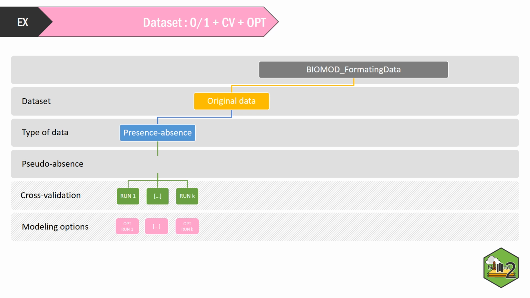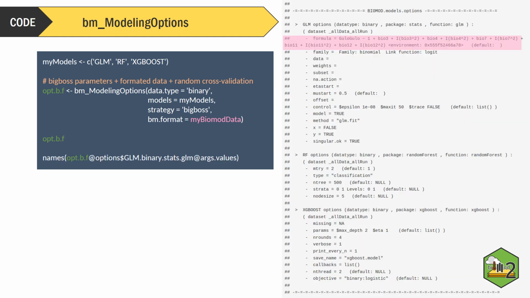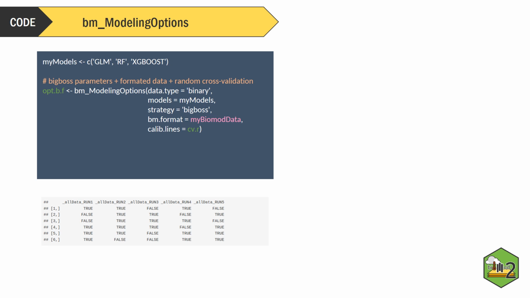That's why we'll see from now what happens if we link these modeling options to our formatted data and its corresponding cross-validation datasets. The Big Boss strategy is kept, but the formatted data is provided, which is the presence-absence dataset here. The first main change is highlighted in pink. A formula has been defined for the GLM model, as it now has access to the species data and the environmental variables. You can also provide the data frame obtained from the BM cross-validation function, which contains 5 calibration validation datasets randomly selected.